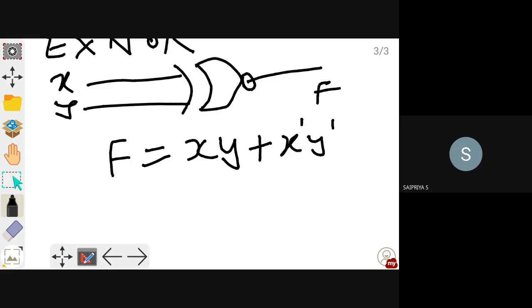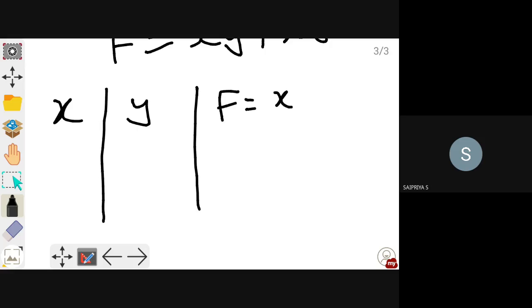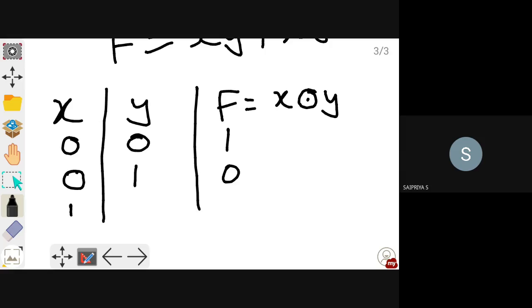So what is the truth table? The truth table will be x, y and then f is equal to, you can write the XNOR as a symbol like this. Put a dot and circle it. This is known as XNOR. So 0 and 0: if both the inputs are 0, your output will be 1. 0 and 1 you will get 0, and 1 and 0 you will get 0, 1 and 1, both the inputs are 1, you will get the 1. Is it clear? This is the XNOR operation.